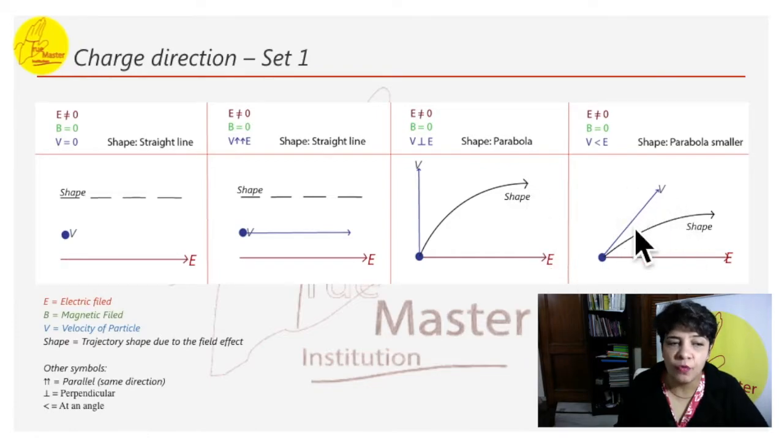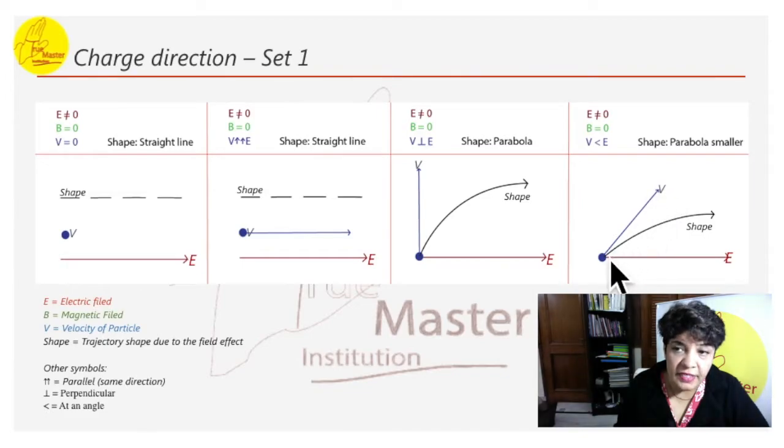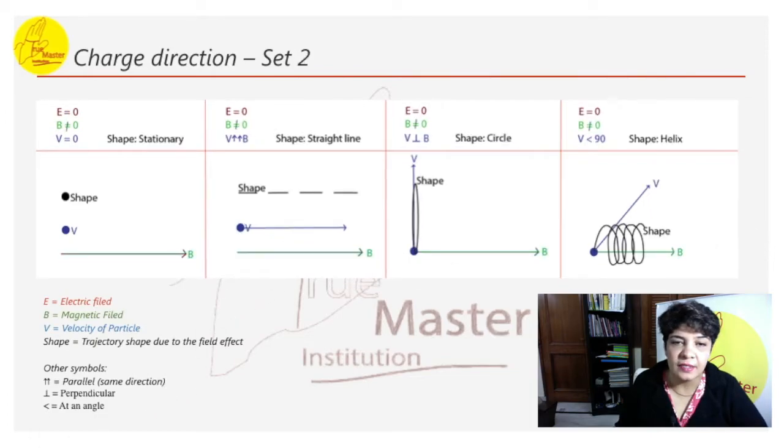Now comes case 4. E is not equal to 0. The magnetic field is 0, so there is no B element here. The charged particle angle is not 90 degrees but less than 90 degrees. So here V is actually less than 90 degrees. You can see a smaller parabola, a little lower in the graph. Let's look at the other set.